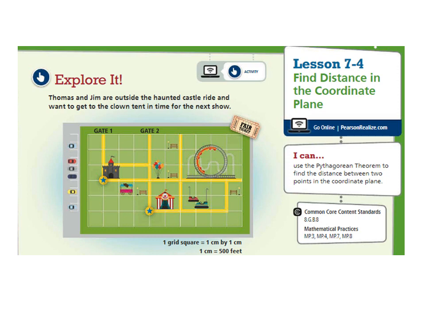Good morning, dear students. Our lesson today, 7.4, find distance in the coordinate plane. Today, we will use the Pythagorean theorem to find the distance between 2 points in the coordinate plane.